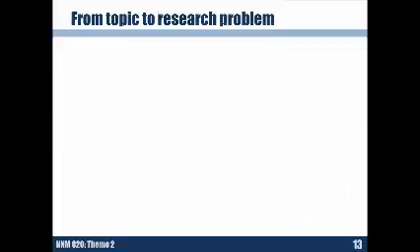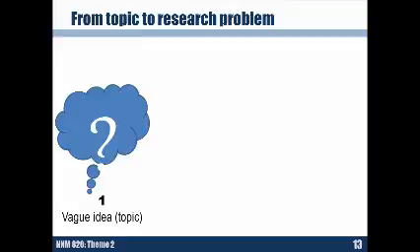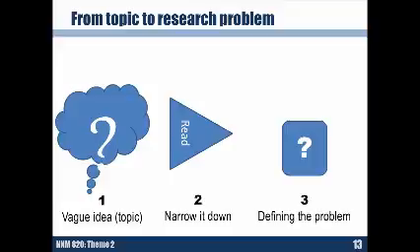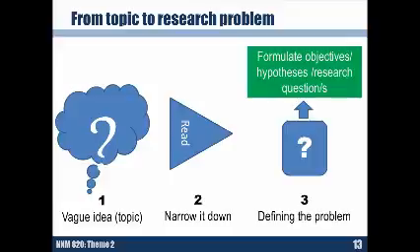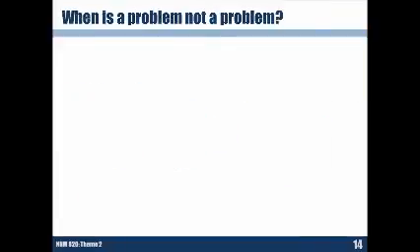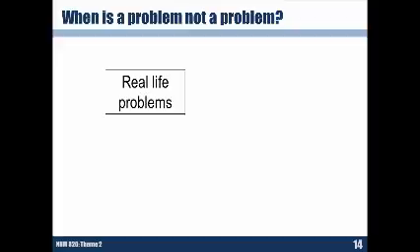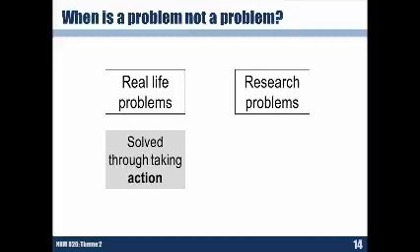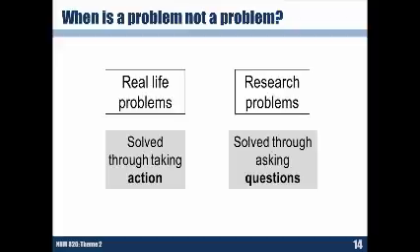How do we move from a topic to a research problem? We have our vague idea, which is our topic. We then need to narrow it down so that we can define a problem, from which we can then formulate our objectives, our hypotheses, or our research questions. So when is a problem not a problem? We have real life problems and then we have research problems, and they're not the same thing. A real life problem we can solve through taking action. A research problem we solve through asking questions.